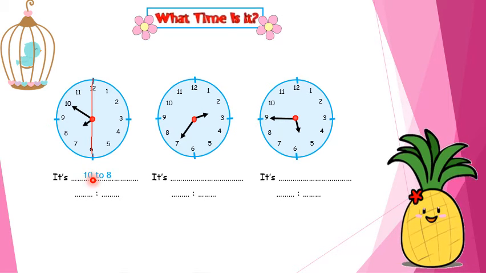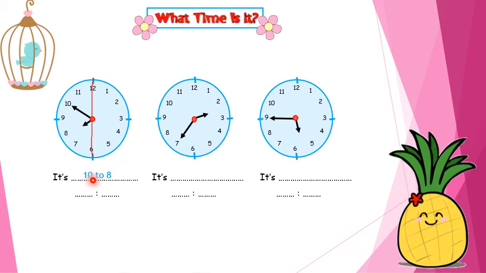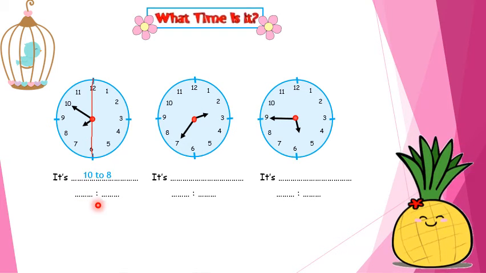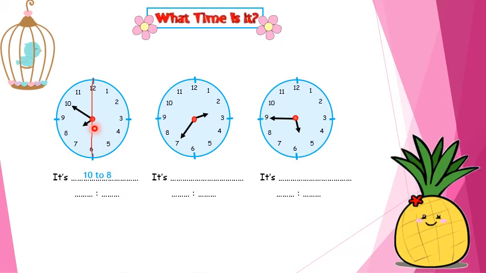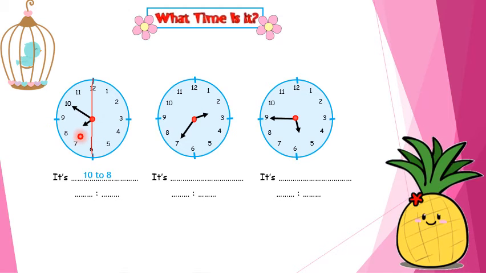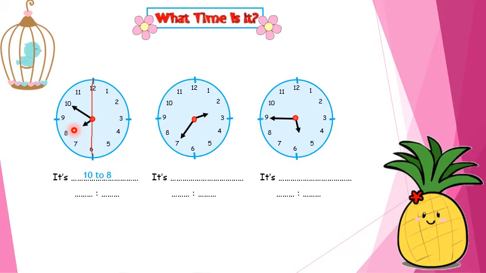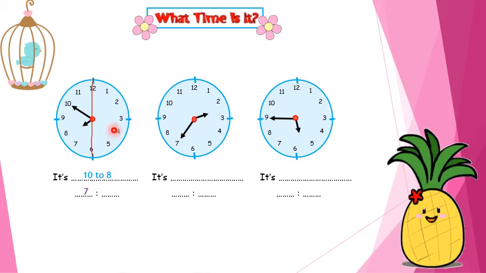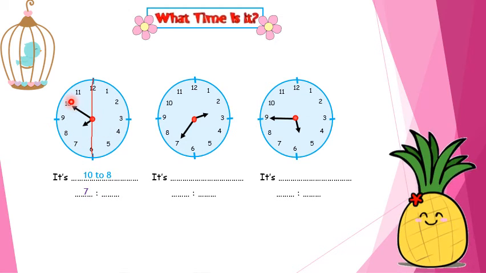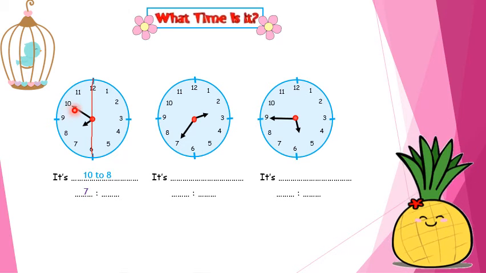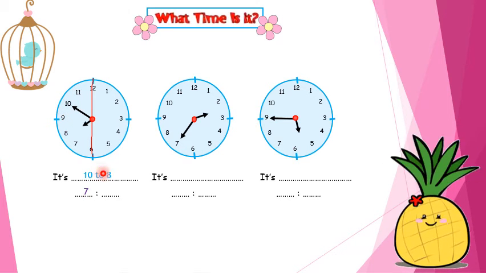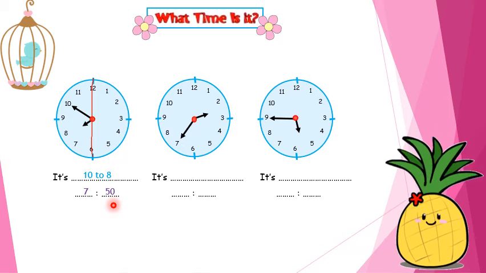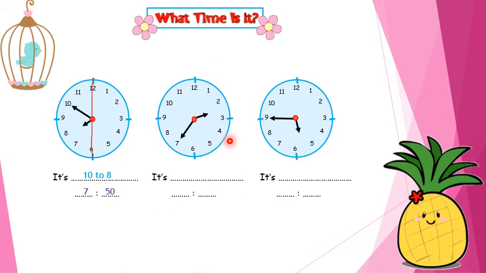But how do I write it in digital form in this one? Look here, we write here the hours and here the minutes. We are still at 7, it didn't reach 8, okay? So here we write 7 on the hours. And on the minutes, 10, we multiply it by 5, so 10 represents 50 minutes, so I write here 50.